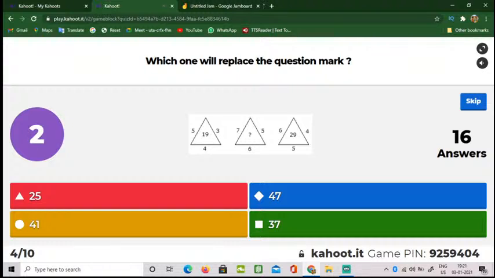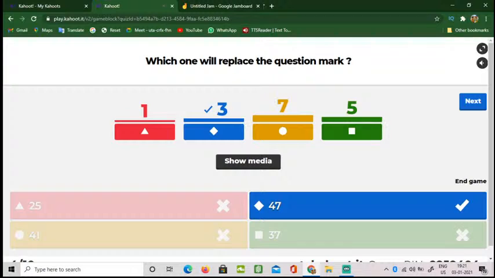Okay, I think time is up. It's time up. So the correct answer is 47, and only 3 of them are correct and the rest of them have gone wrong. So no problem. Let me explain to you.